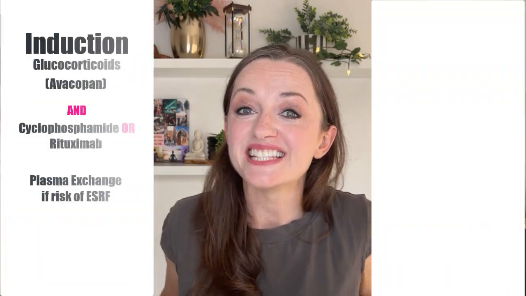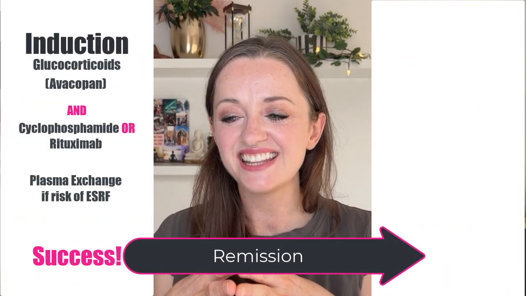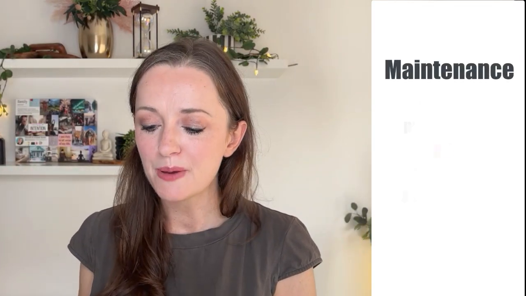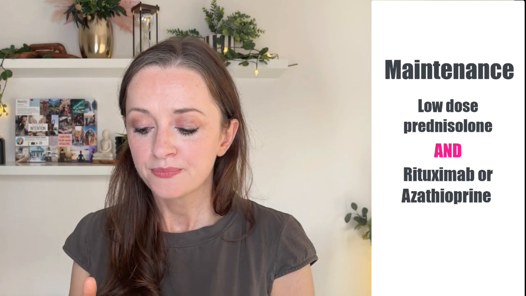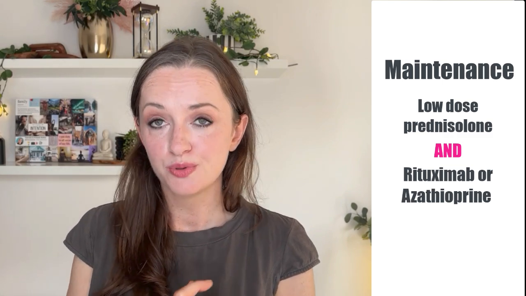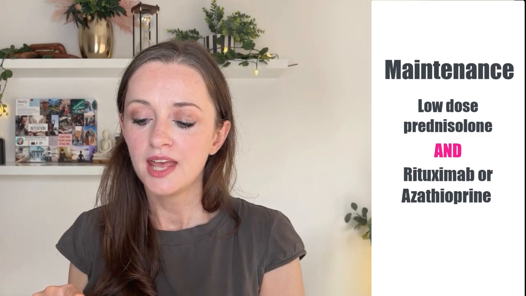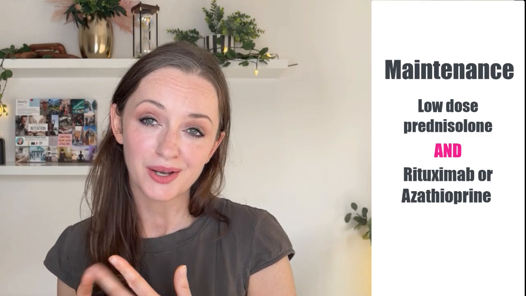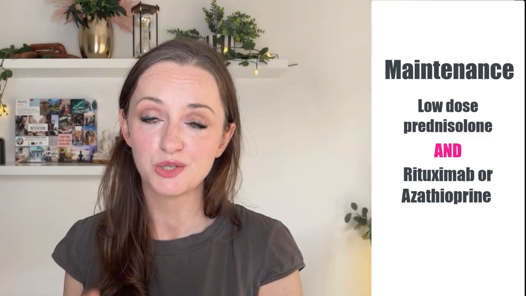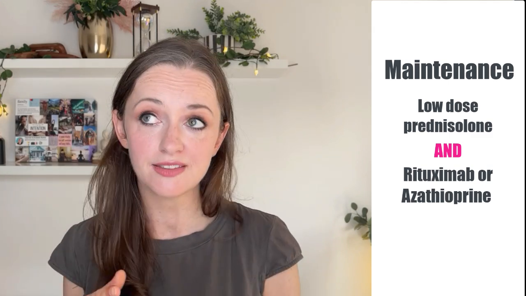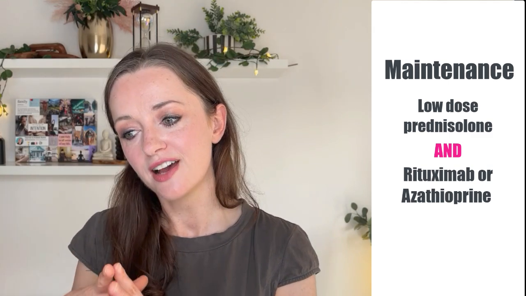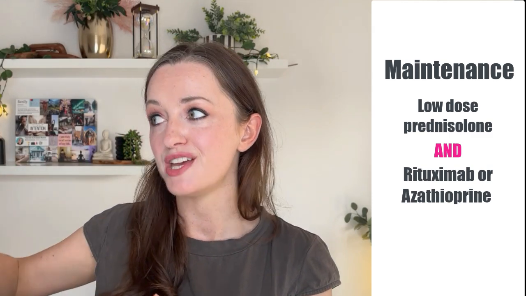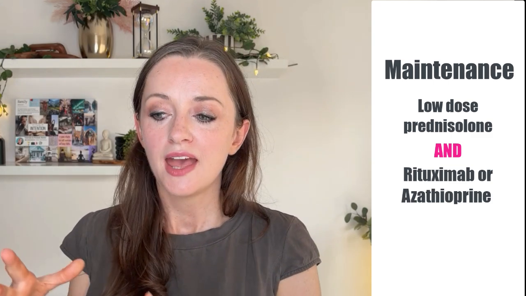Now, in terms of once you get someone into remission, the idea is maintenance of remission. And I won't go into all the trials and all the things, but basically there are a couple of options for this. Azathioprine was the go-to previously, alongside low-dose prednisolone. But nowadays, Rituximab is thought to be superior to azathioprine. So you can still use either, but more and more we're reaching for the Rituximab to keep people in remission in that longer term.